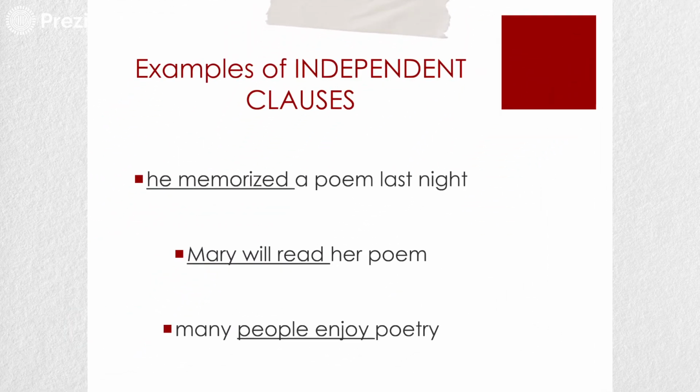So some examples of independent clauses are: he memorized a poem last night. Notice he and memorized are underlined because that is the subject and the predicate in the sentence, or the subject and the verb are underlined in these examples. Also notice there are no periods and he is not capitalized because again, these clauses are part of a larger sentence and not sentences on their own, though you could see they could be sentences all by themselves if they were not. Another example would be Mary will read her poem.